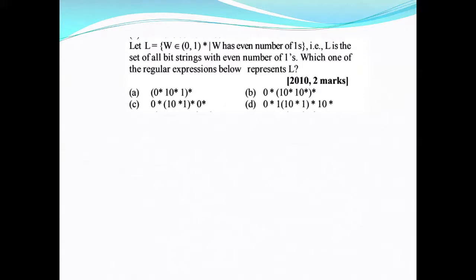And what we have is L equal to (0 or 1) whole square, that is strings of zeros and ones, and W has an even number of ones. Which one of the regular expressions below represents L? It says we have an even number of ones. Now look at this. We have an even number of ones here.